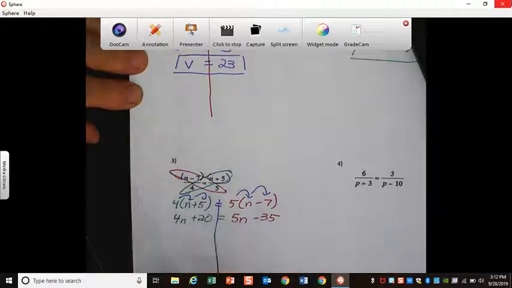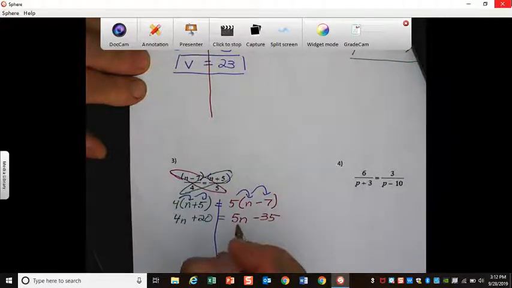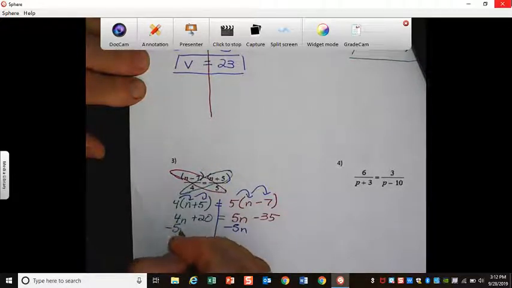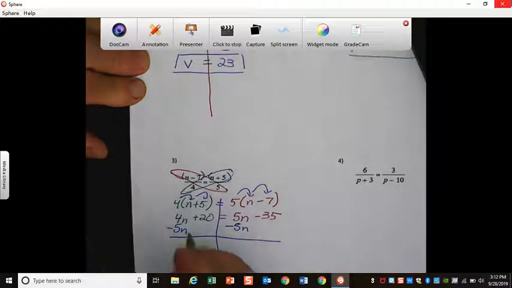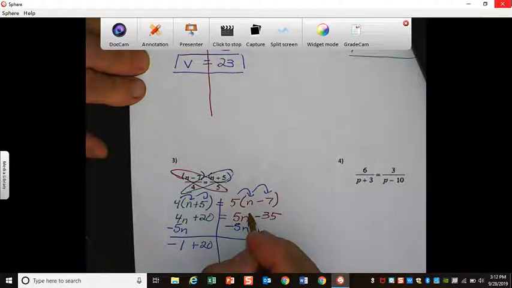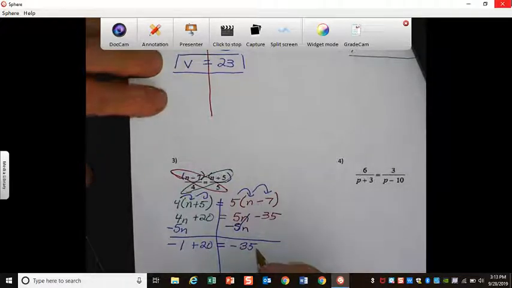I've got my wall here. And remember, you can't divide at this point. The only thing you can do across the wall until the very end is add or subtract. Since I have a positive 5n here, I'm going to subtract 5n on both sides. 4n minus 5n is negative 1n, plus 20. 5n minus 5n is 0. And on the right side, I'm left with negative 35. And that's negative 1n. I forgot to write my n.